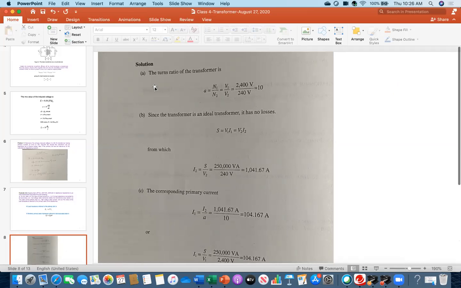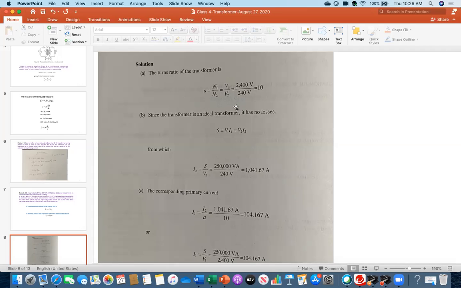The first question was, what was the turn ratio of the transformer? You see the symbol a. A small letter a is used to indicate the turn ratio. This is a commonly accepted symbol, which is N1 over N2, V1 over V2. The symbols 1 and 2 are used to indicate the primary side and secondary side.